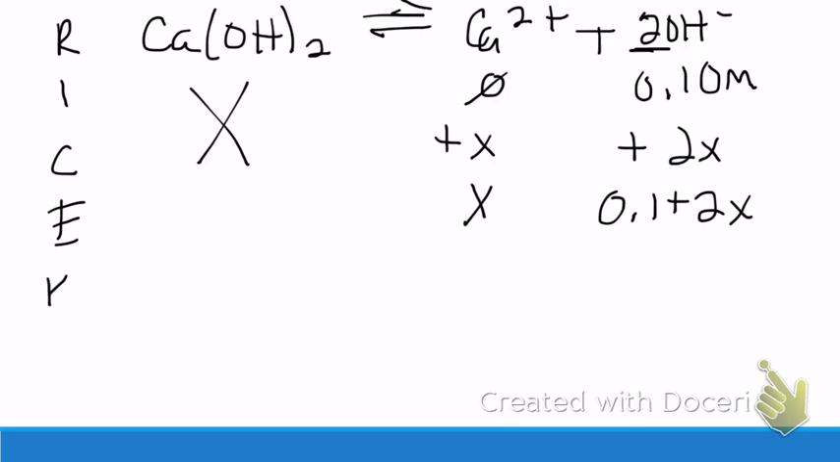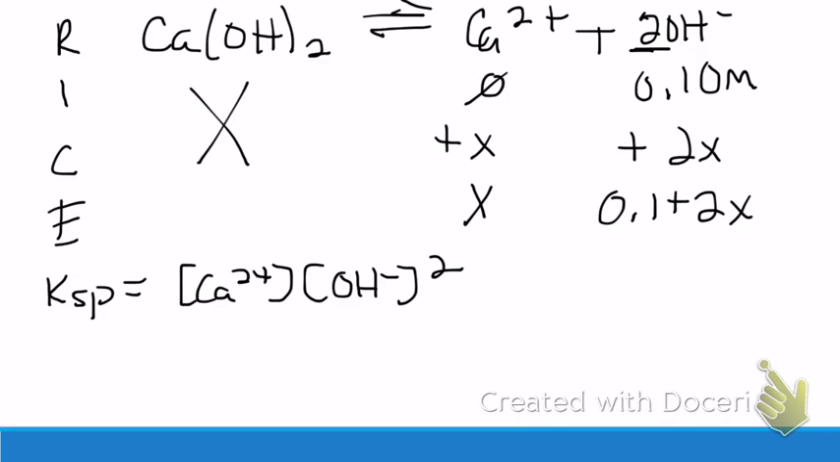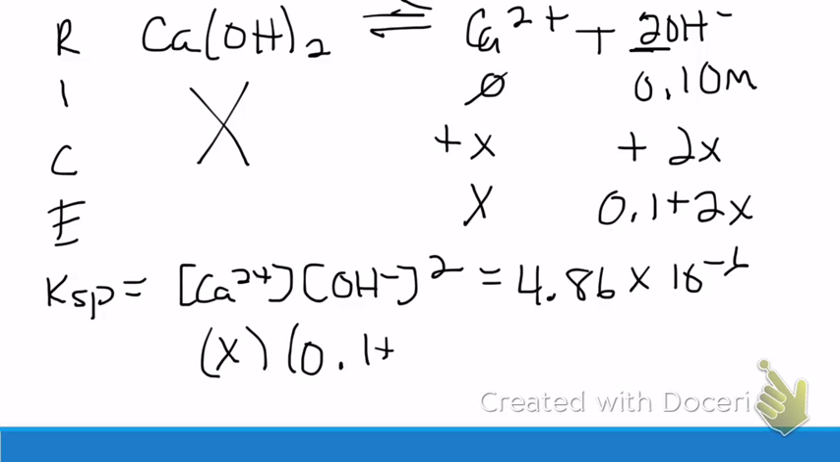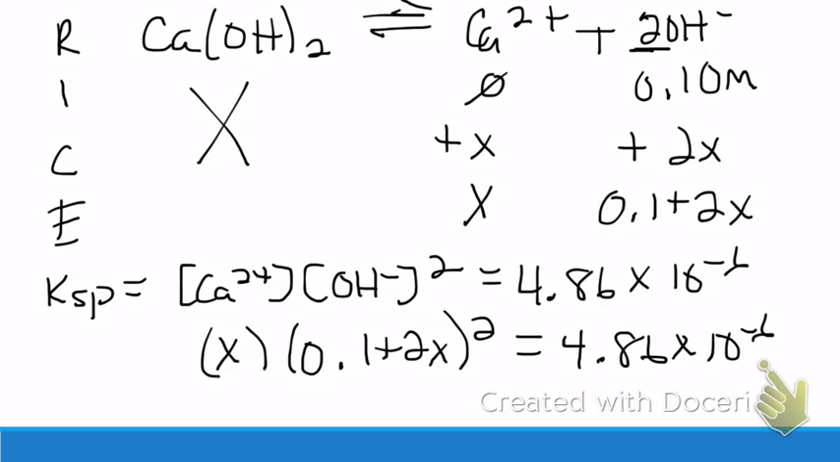So then we need to plug this into our equilibrium expression. Ksp will be equal to the concentration of calcium times the concentration of hydroxide squared. Again, don't forget to take those coefficients into account, and that is equal to a value of 4.86 times 10 to the negative 6 as given on the previous slide. So we plug in our variables. We have x for the concentration of calcium, 0.1 plus 2x for the concentration of hydroxide, and again set that equal to our value for Ksp.